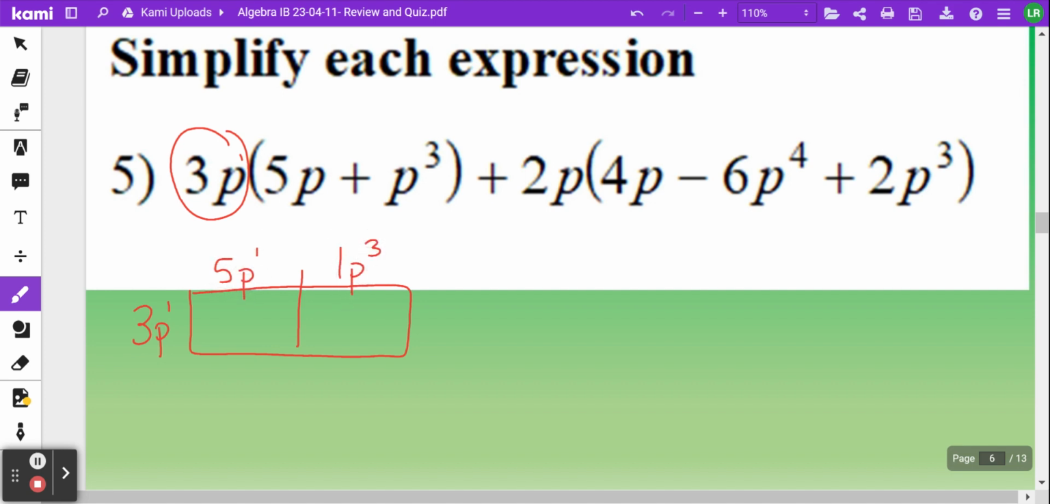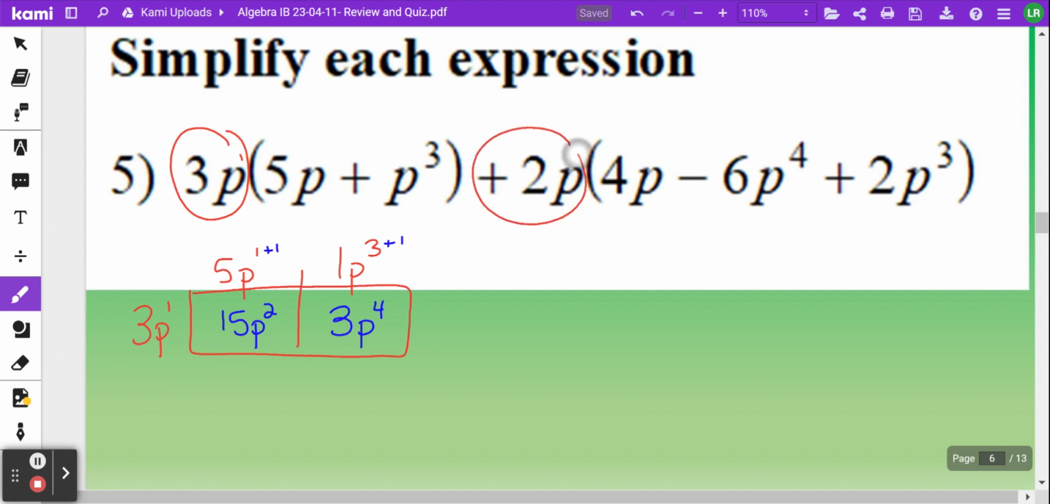Now I'm going to go ahead and distribute this. Okay, I am distributing a p to the first, so both of these exponents should go up by 1. So 3 times 5 is 15, and that's going to become p squared. 3 times 1 is 3, and that is going to become p to the fourth. So that distribute part is finished. And now I have my second distribute part.